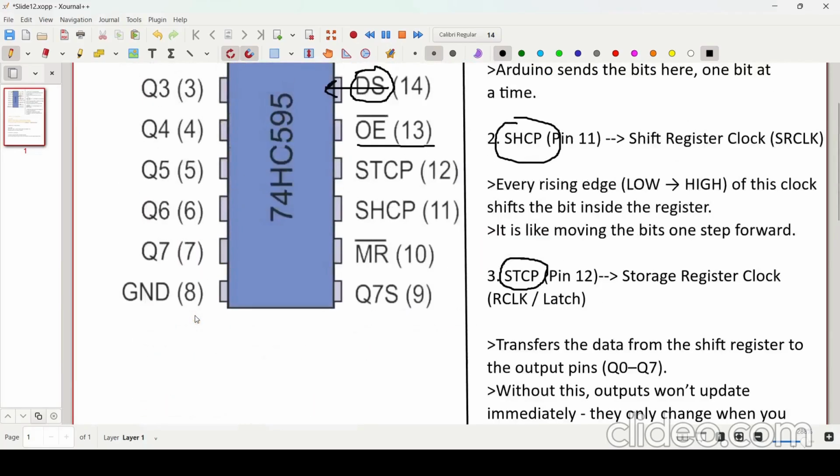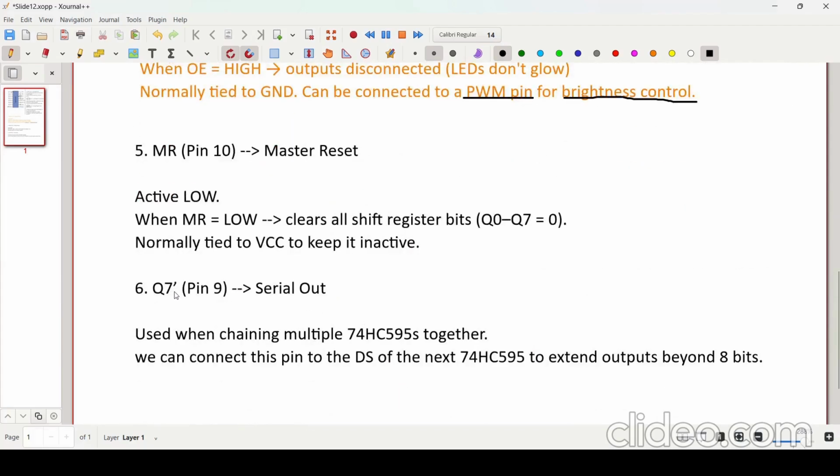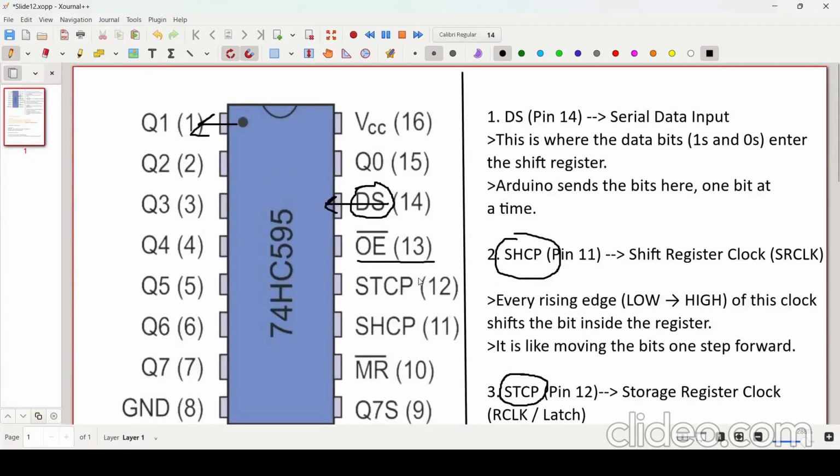And this is the last pin, Q7 dash or Q7S. We use this pin when we chain multiple 74HC595 ICs. We can connect this pin to the DS, that means the data pin of the next shift register IC, to extend the outputs beyond the 8 bits. So this is all about the pinouts of the shift register IC.